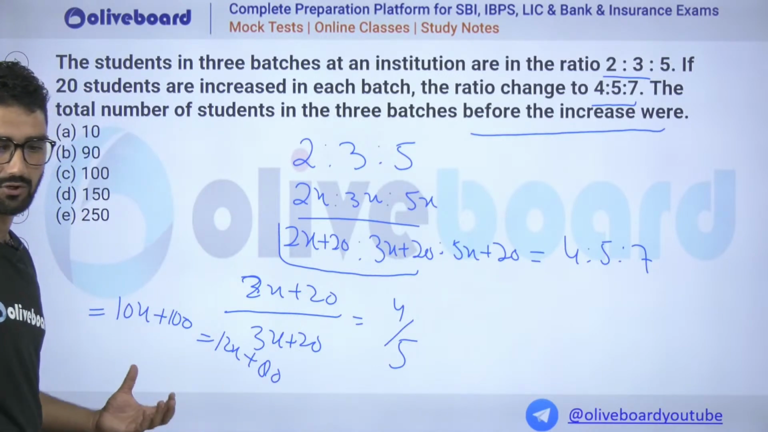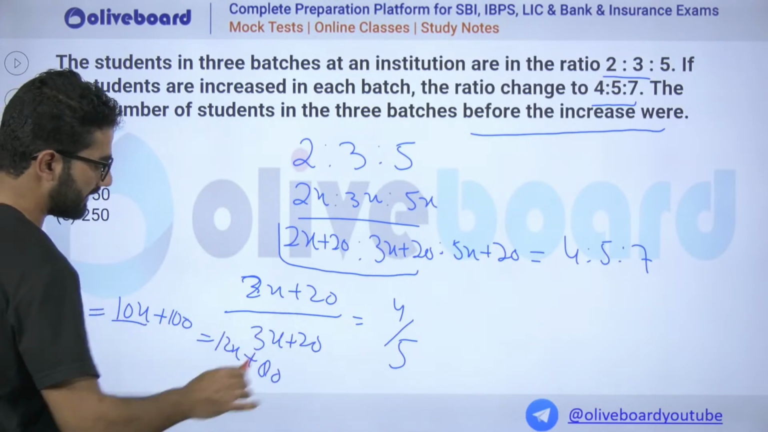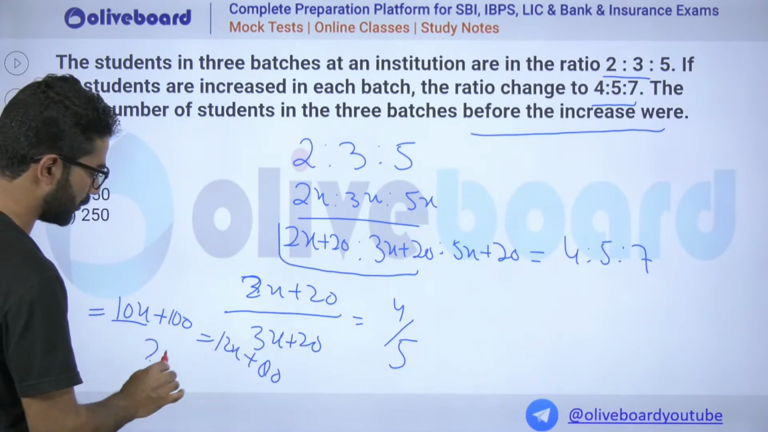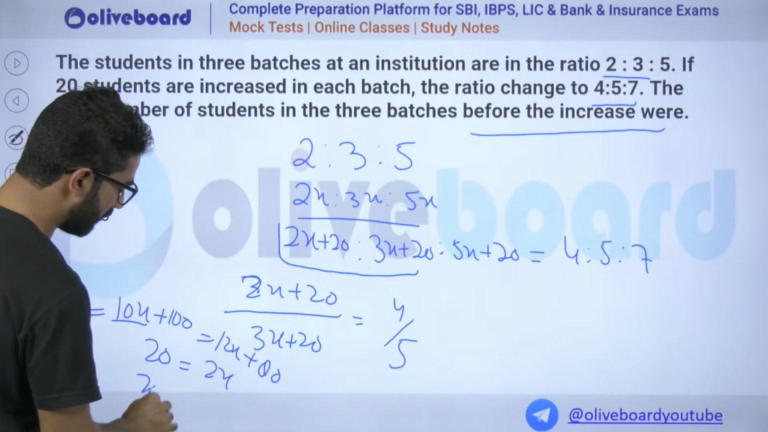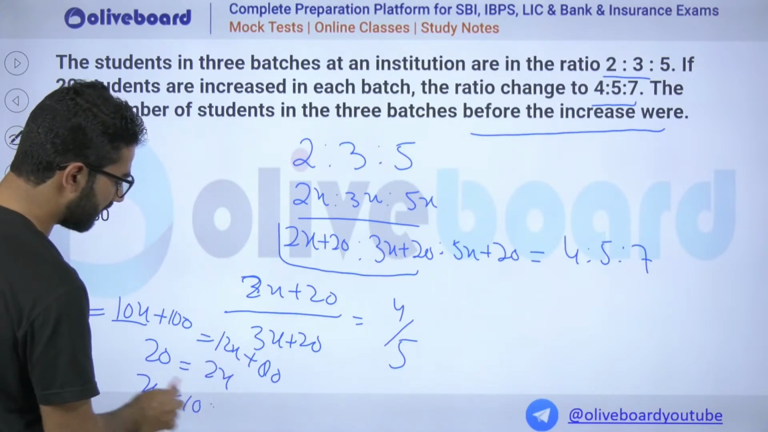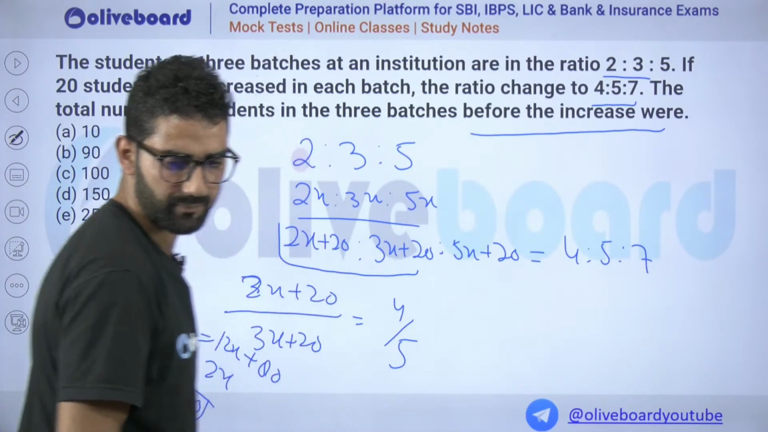Okay, is this clear to everyone, my dear? Now we will take this to the right hand side and this to the left hand side. That will be 20, which is nothing but 2x. The value of x is how much? 10. So you got the value of x as 10. Okay my dear, Harpreet Singh, C.